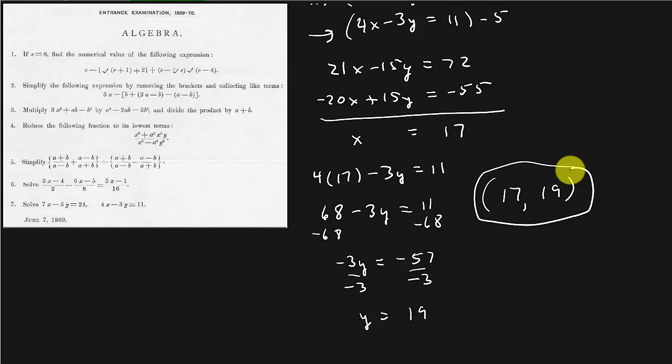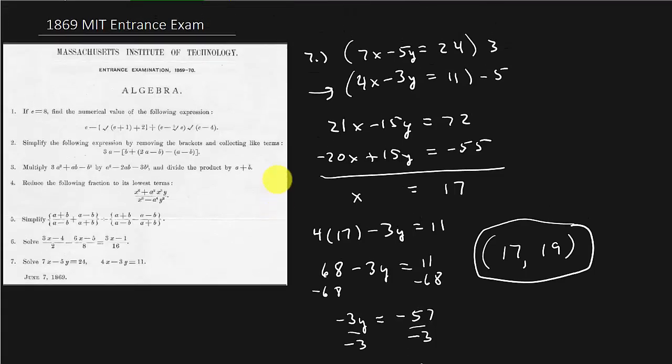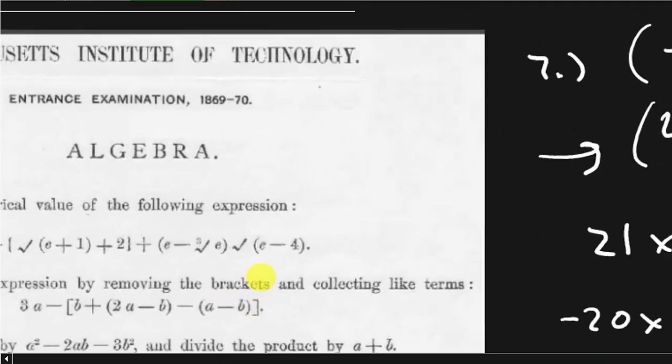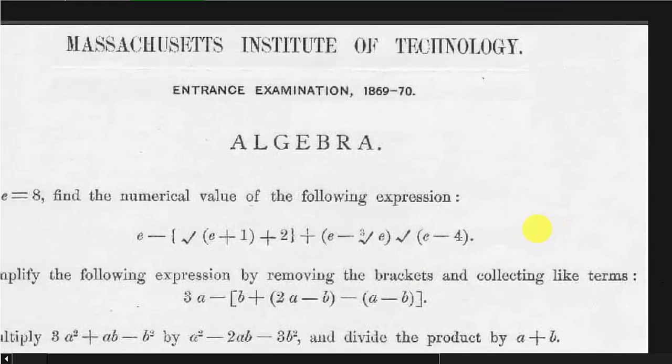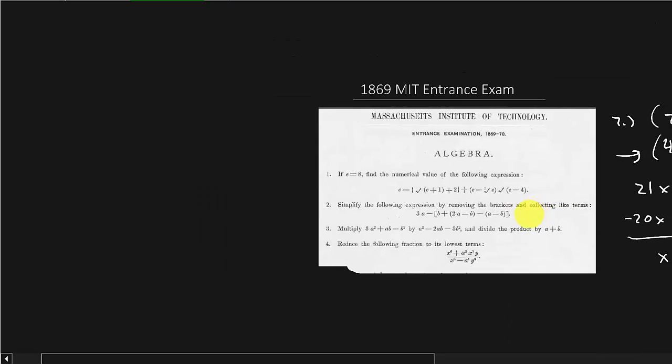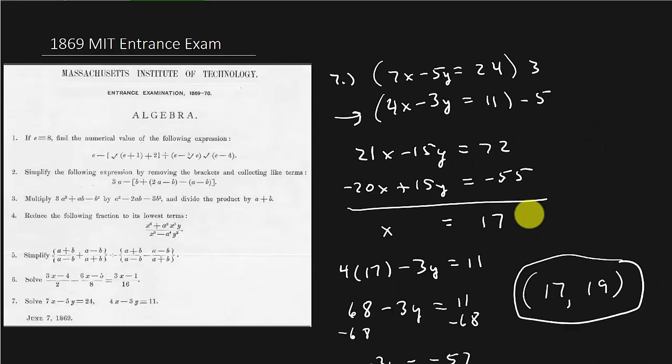So that was an MIT algebra entrance exam, 1969 to 1970 algebra is what it says. So fairly easy.